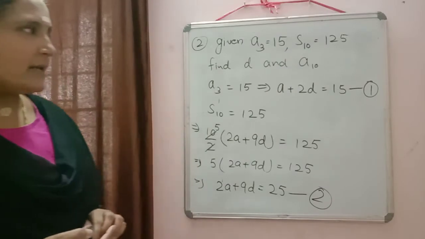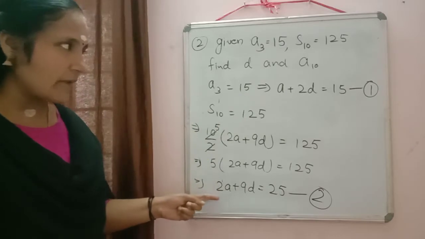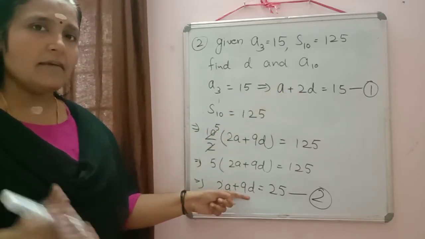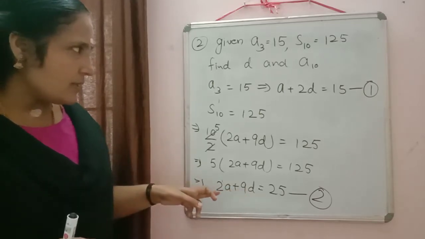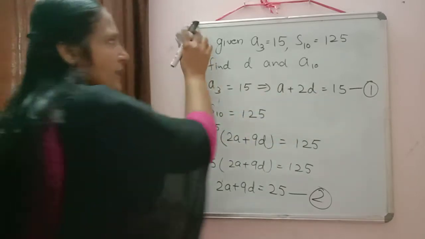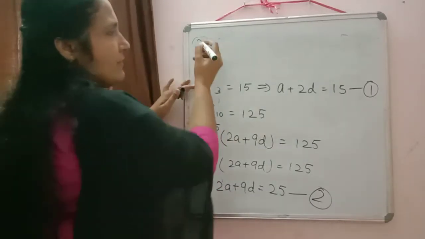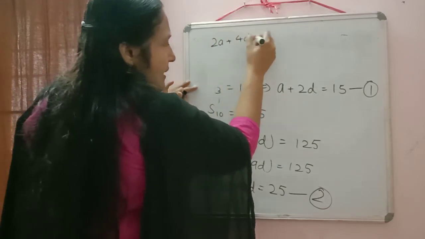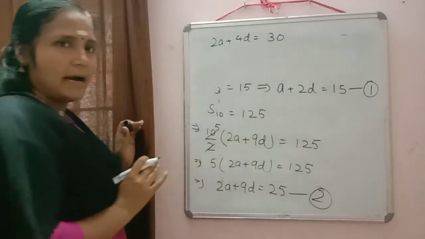Why am I multiplying equation 1 by 2? Because either the coefficient of A or the coefficient of D should be equal. Then only when we do the addition or subtraction, they will get cancelled. So it is easy to multiply equation 1 by 2. So that's why I am multiplying it by 2. So it will be 2A plus 4D is equal to 30. What I did was multiply equation 1 by 2.